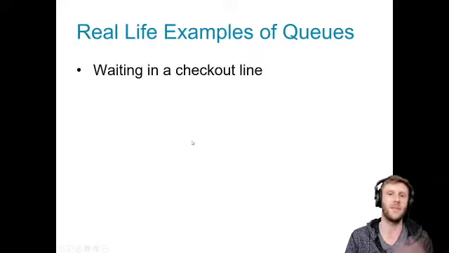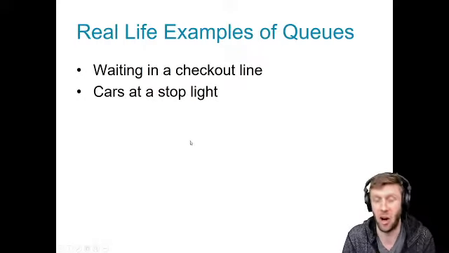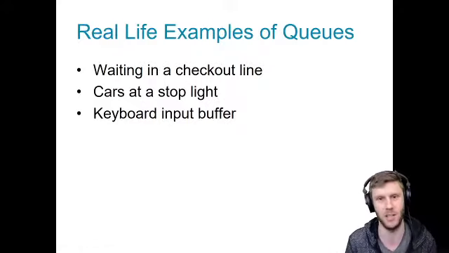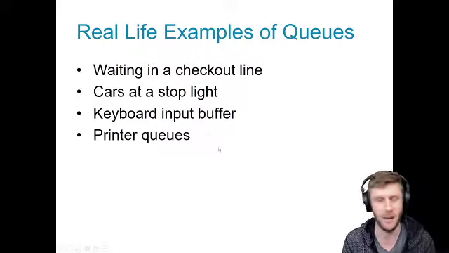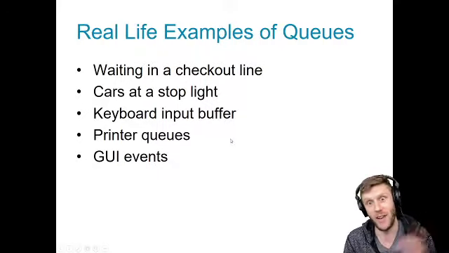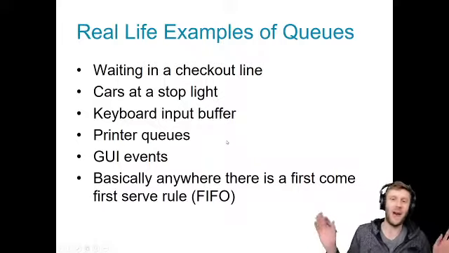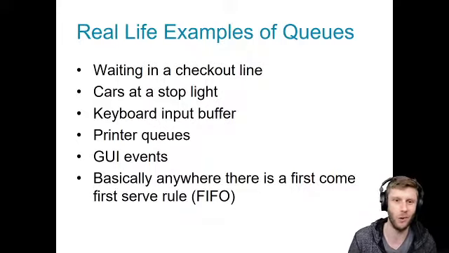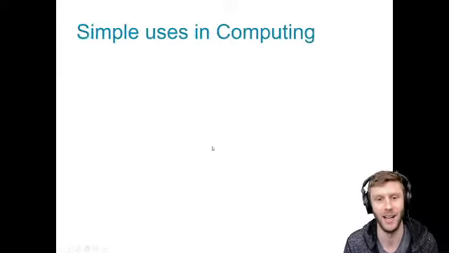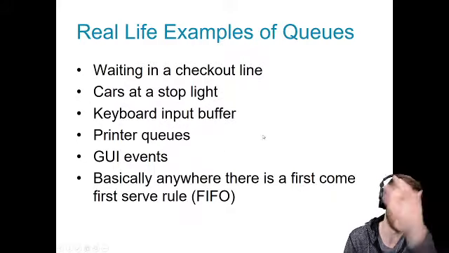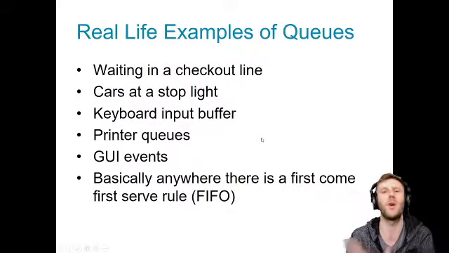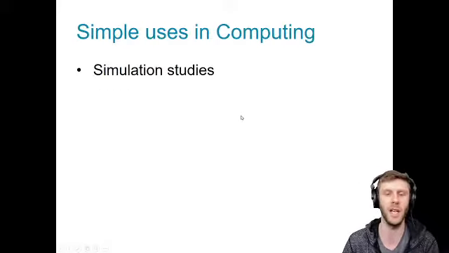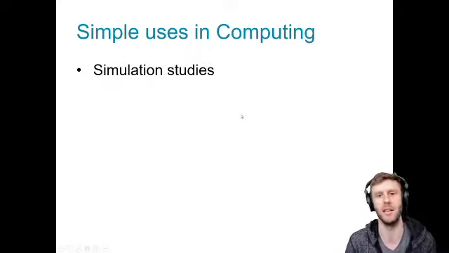So real life examples of queues: waiting in line at checkout, cars at a stoplight, keyboard input buffers. Like when I start typing, we have to keep track of the order in which the keys came in. Printer queues. I mean, I'm getting overly technical now. GUI events. Basically, anywhere where there's a first come, first serve rule. Look, I listed here 1, 2, 3, 4, 5, 6, actually not even 5 things. We could play this game forever. We could keep adding more and more things to this list, because of course there are so many examples of this.